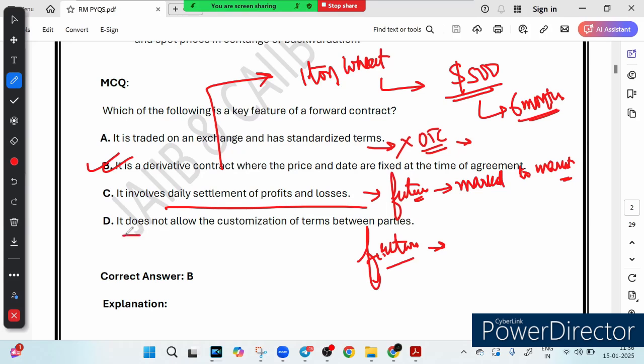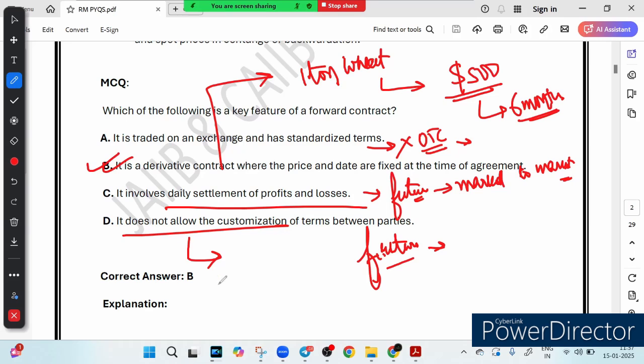Option D says that it does not allow the customization of terms between parties. This is incorrect because a forward contract allows full customization. The parties can negotiate terms like quantity, quality, price and settlement date of the underlying asset. For example, if you are buying sugar from a supplier, you can agree on the exact grade of the sugar, the delivery timeline, even the payment terms. This flexibility is what makes the forward contract unique compared to the standardized feature.